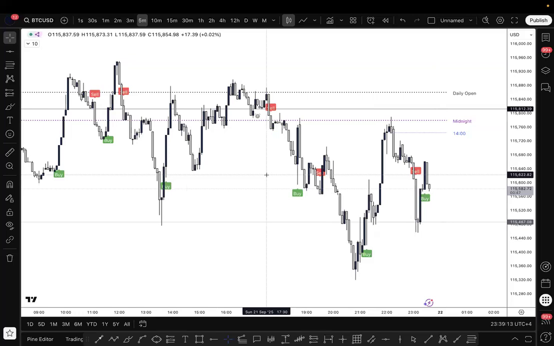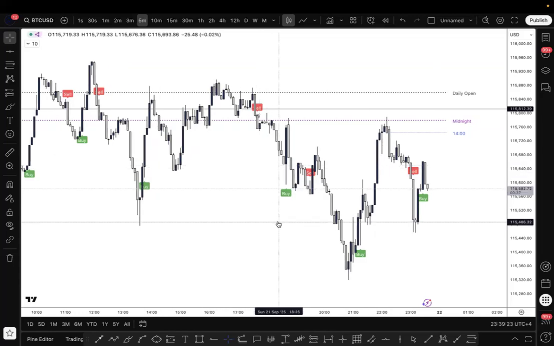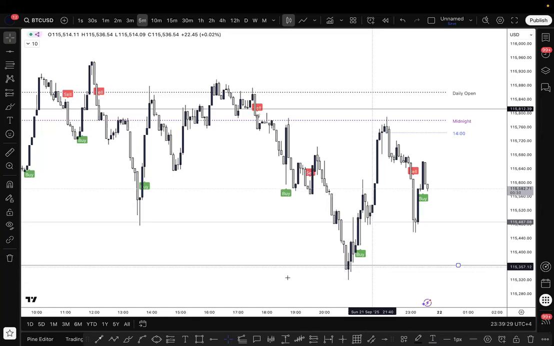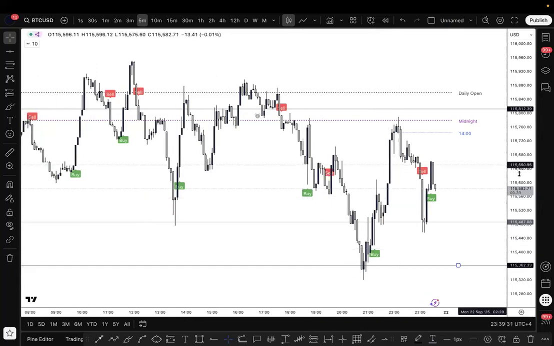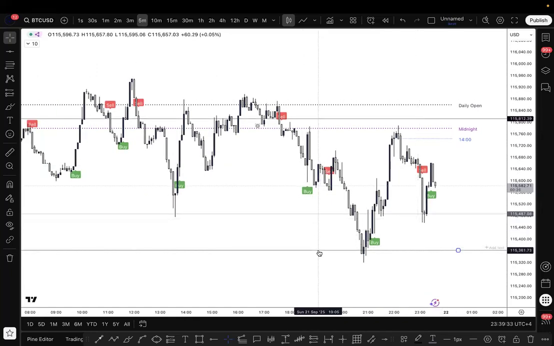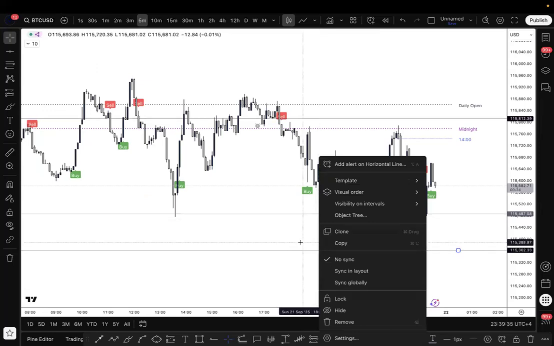Now, if you're using the app, maybe on the phone or on the tablet, you cannot write buy or sell. So how do you go about it? What you do is you get any of the tools. For example, you can use a horizontal line, like this horizontal line that I put here. So when you get that, then you right click on it. When you right click on it, you put add alert on horizontal line. It's going to work on the phone.